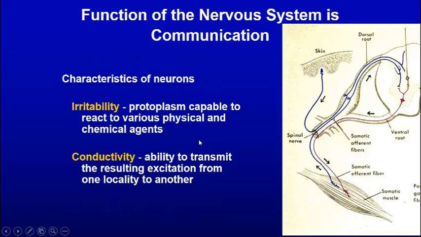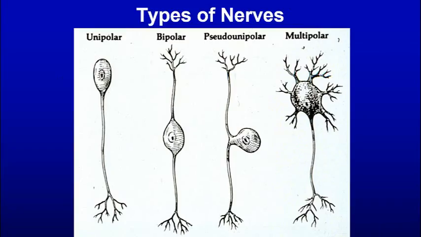Now, one characteristic of neurons is they're irritable. Protoplasm is capable of reacting to a lot of different chemical and pressure, physical characteristics, and then conductivity. They're able to transmit things long distances. And so those are two important things: one is it can be excitable, and two is it can transmit. And here we see different types of nerves.